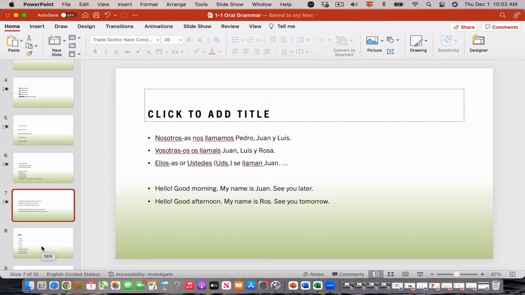So remember, yo is I, tú is you, informal, one person, él is he, ella is she, nosotros, nosotras, in this case is we, masculine, feminine, vosotros, vosotras, in this case is you, informal, plural, and then we have ellos, ellas, and ustedes. And ustedes means you, formal, more than one person.